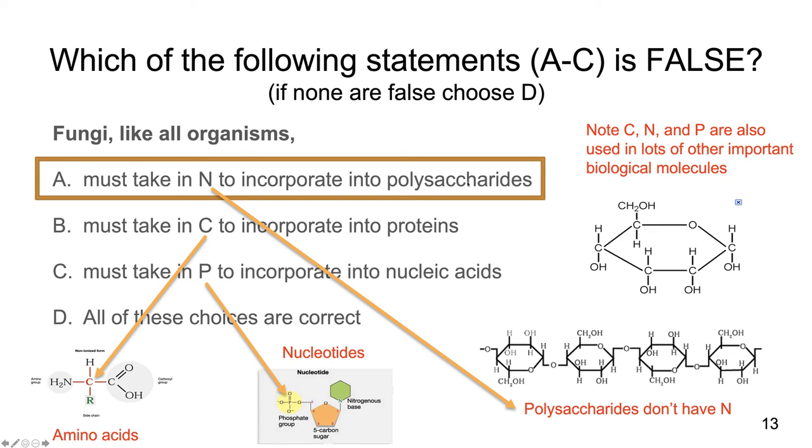They must take in N to incorporate in polysaccharides. It's true that they have to take in N, but that N is not being included in polysaccharides. If you look at polysaccharides, this is an example of a polysaccharide, or many sugars. In typical sugars, they don't have nitrogen in them. They're just made of carbons, oxygens, and hydrogens, like this glucose molecule here. So that is the false statement.